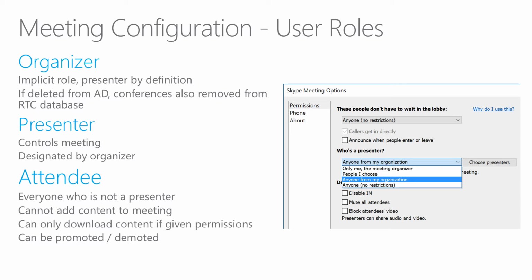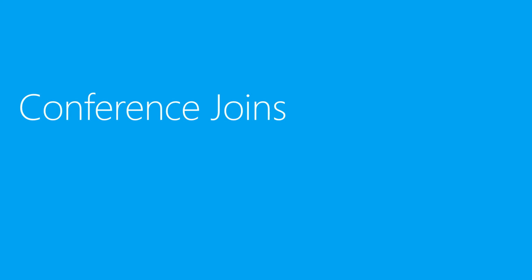It's worth noting that with the people I choose option, you're not able to select a federated user before they join the meeting. Of course, you can promote them to be a presenter once they have joined the meeting. Conference joins.